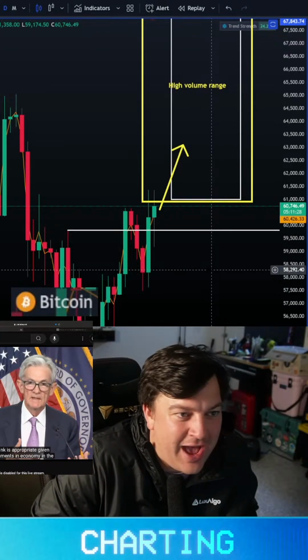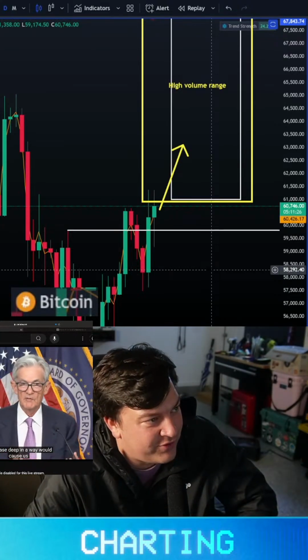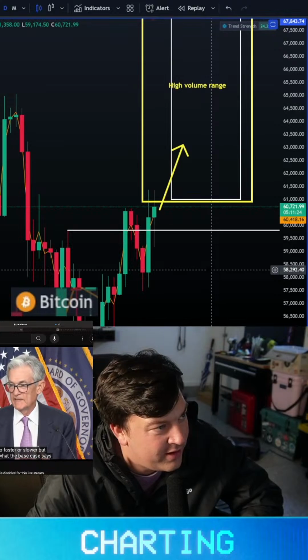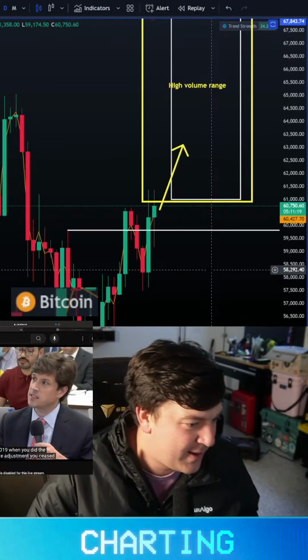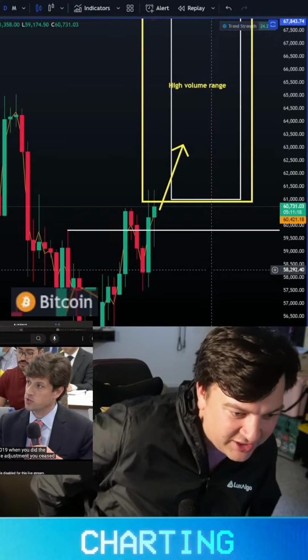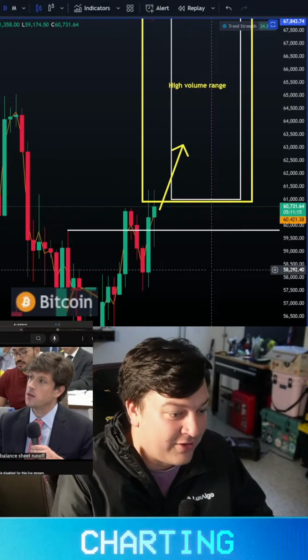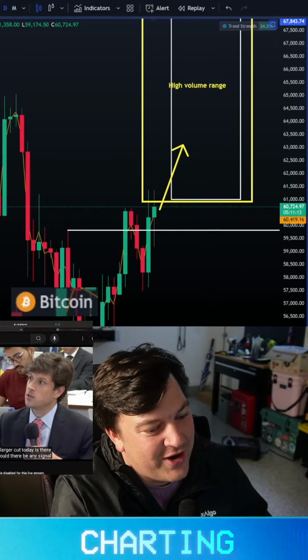Why do you keep flexing that you're 18? I don't care. The economy can develop in a way that would cause us to go faster or slower, but that's what the base case says. I don't care. Honestly, you could be in the womb. In 2019, when you did the mid-cycle adjustment, you could come out with the balance sheet runoff. I don't care. With the larger cut today, then your age doesn't matter.